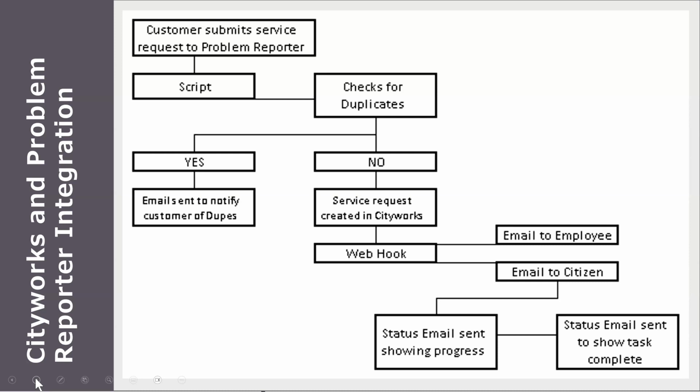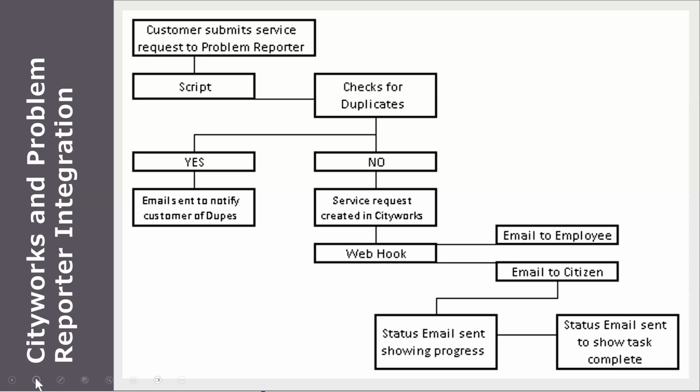Now, if there's not a duplicate, and it's the first time this issue has been reported of this type, the script will automatically create a service request in Cityworks. At the same time, an email will be sent to the responsible department, to whatever employee they deem, or a group. Sometimes a group is responsible, say for streetlights out, and those people are emailed so that some people are notified in case someone's not sitting at their desk.